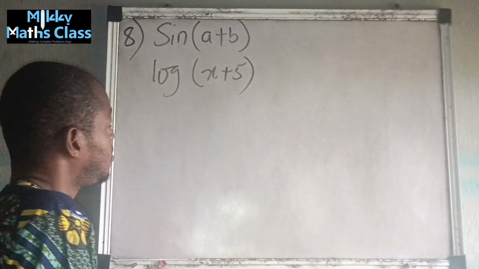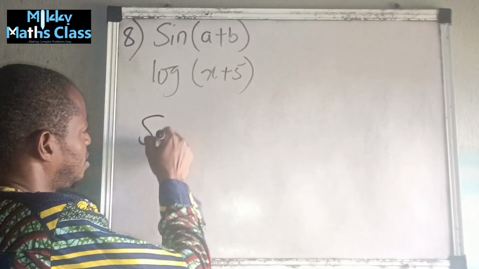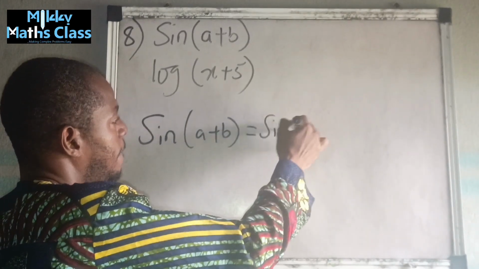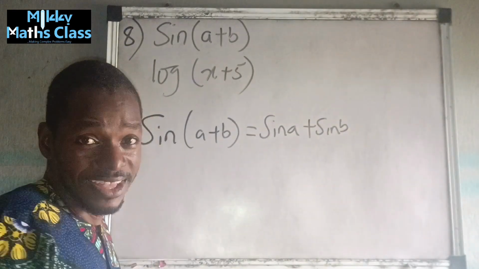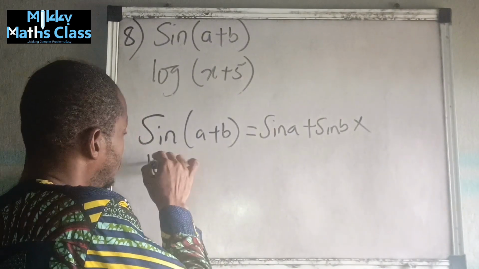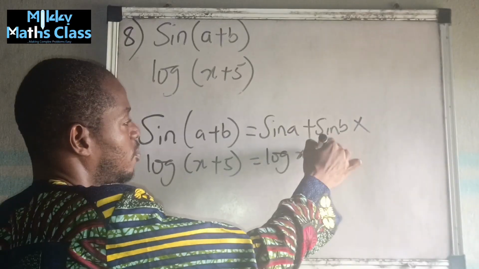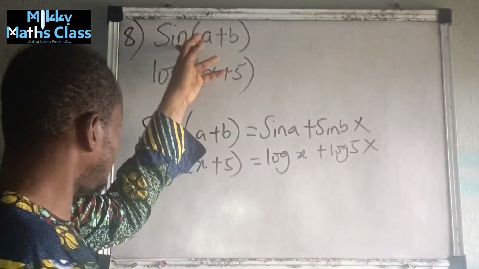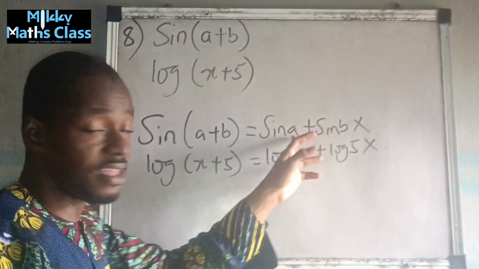Now, when you have something like this, sine open bracket a plus b, some students might do it like this: sine of a plus b is equal to sine a, you split it, plus sine b. This is not correct. Or when you have a logarithmic function, you have log of x plus 5, you now say log x plus log 5. No, this is not correct. Now, sine is a function. These things are functions. You cannot split them like this.